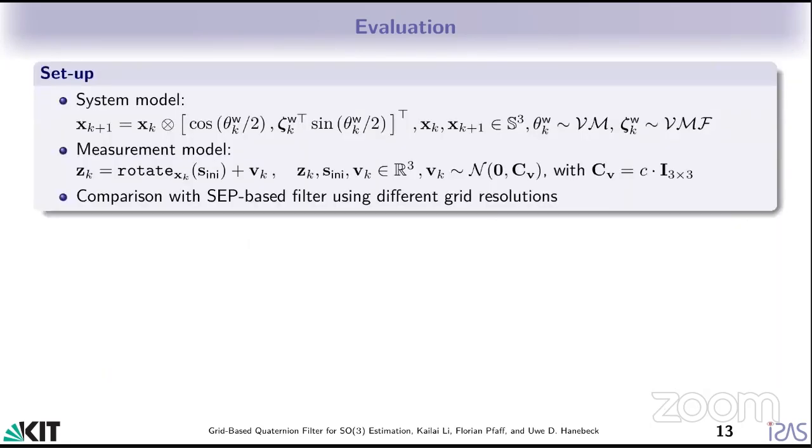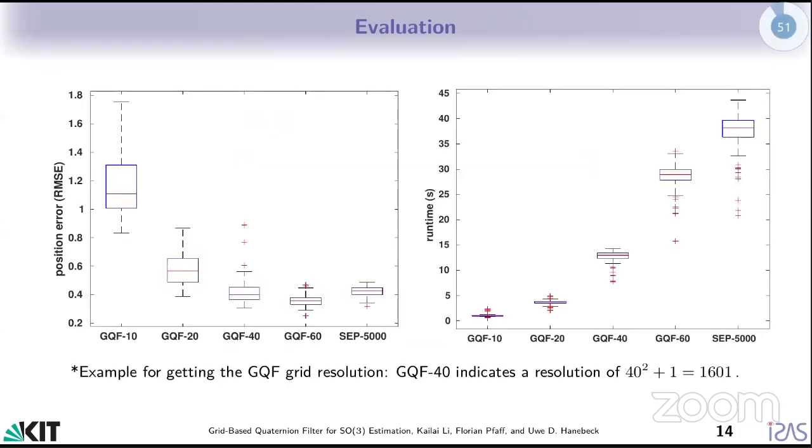The same filtering scheme using the SEP-based grid is also tested. However, the SEP-based approach with 5,000 grid points still performs slightly worse and is much slower than the MCG-based filter with around 1,600 grid points. This is not surprising, as MCG has a more efficient modeling of the underlying uncertainty. Further, increasing the grid resolution improves the tracking accuracy and demands more runtime as well.